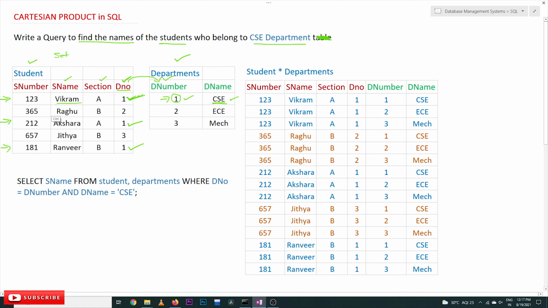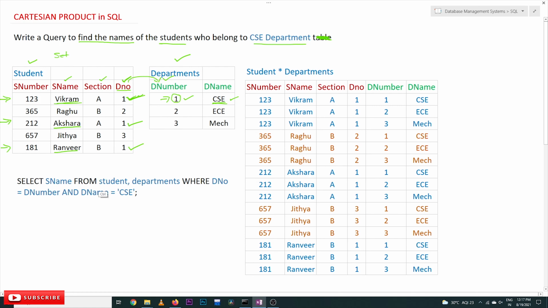And what are the names of those students? It is Vikram, Akshara, and Ranveer. These names we have to extract. Okay, so by seeing these tables we can get it, but if these tables are filled with hundreds of data, for example, if the entire university data is filled in the students table and the departments table is filled with all the department names, then it is impossible to do it just by seeing the tables. We have to extract the data.